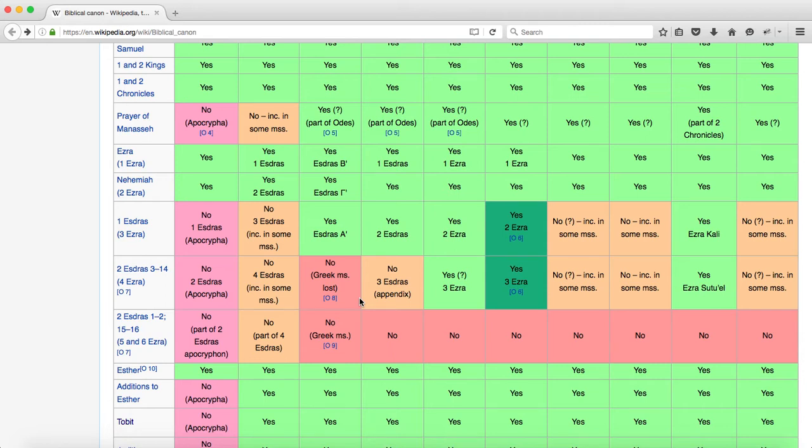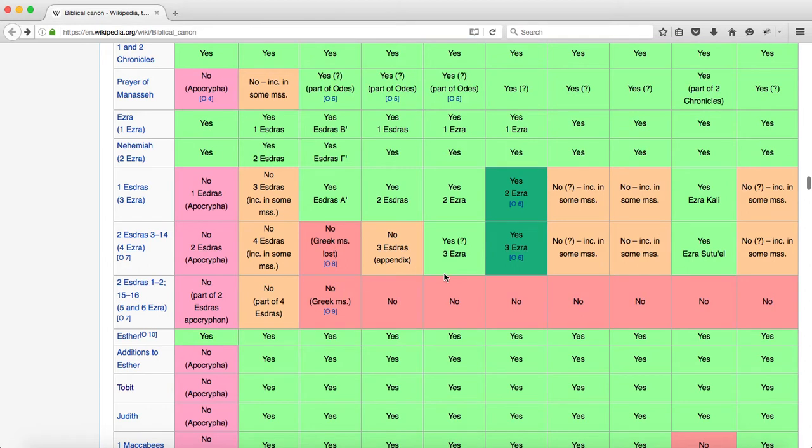rejected James, Hebrews, Jude, and Revelation. But Protestants in general accept them. Okay, so again, no's, then we have some yeses. People accept Second Esdras, but it's a lot more split over Second Esdras.